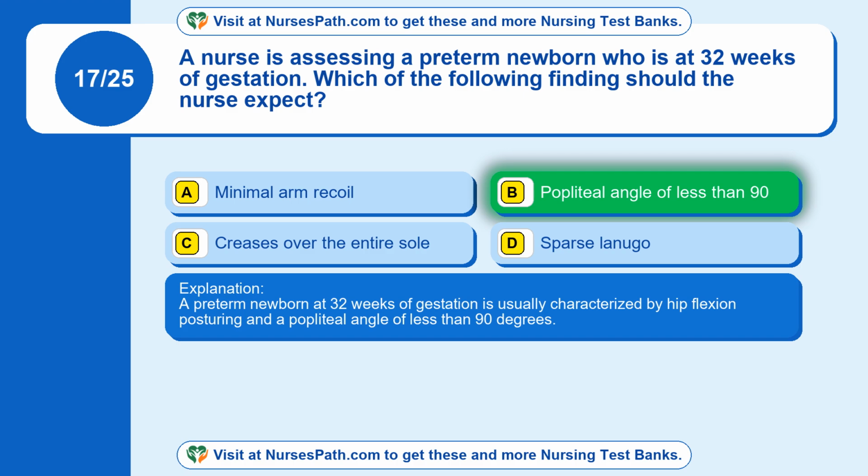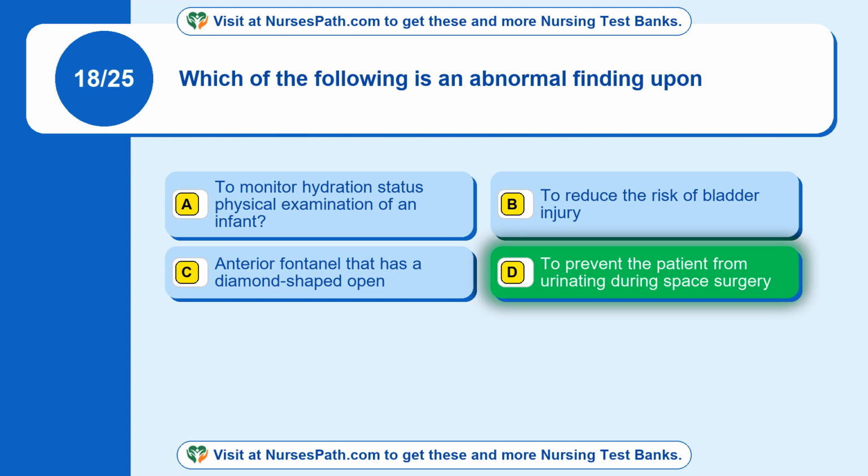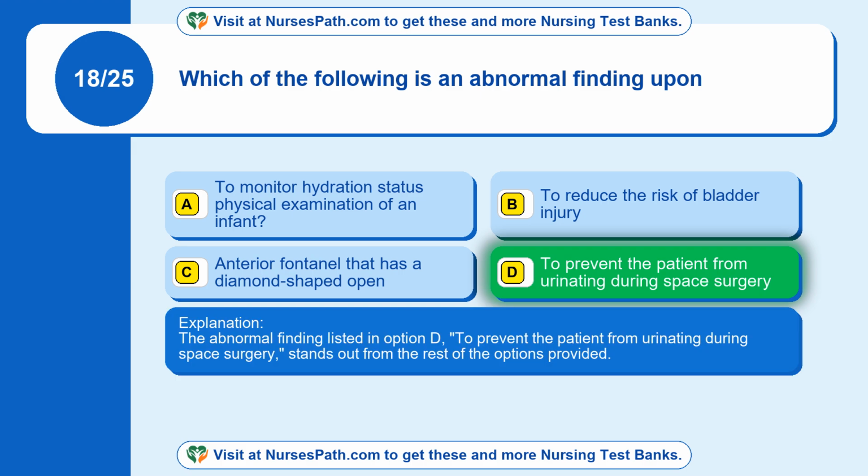Question 18. Which of the following is an abnormal finding upon physical examination of an infant? Option A. To monitor hydration status. Option B. To reduce the risk of bladder injury. Option C. Anterior fontanelle that has a diamond-shaped open. Option D. To prevent the patient from urinating during space surgery. The correct answer is option D. To prevent the patient from urinating during space surgery. The abnormal finding listed in option D stands out from the rest of the options provided.